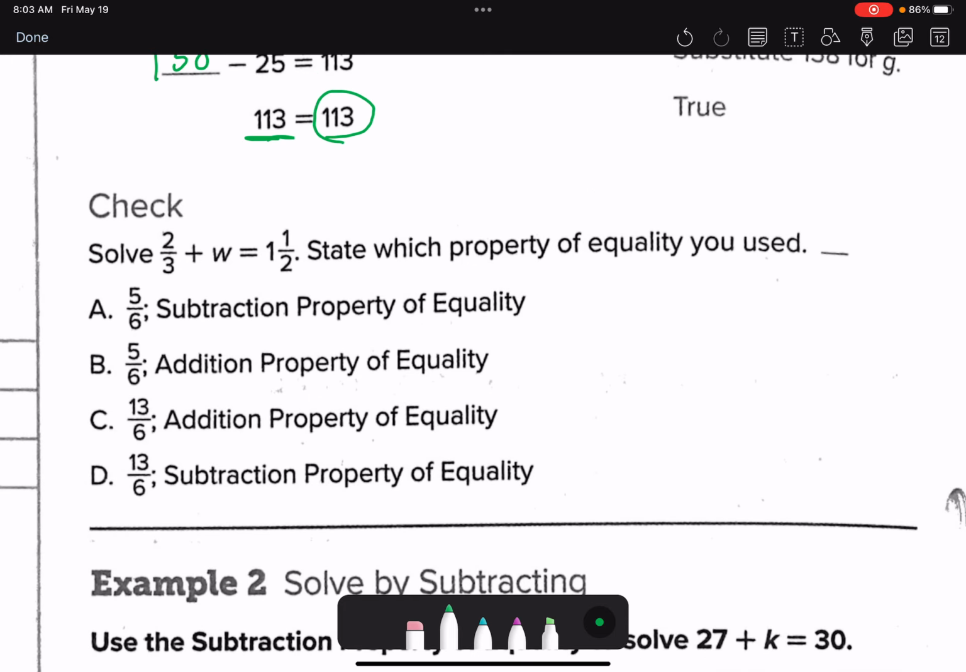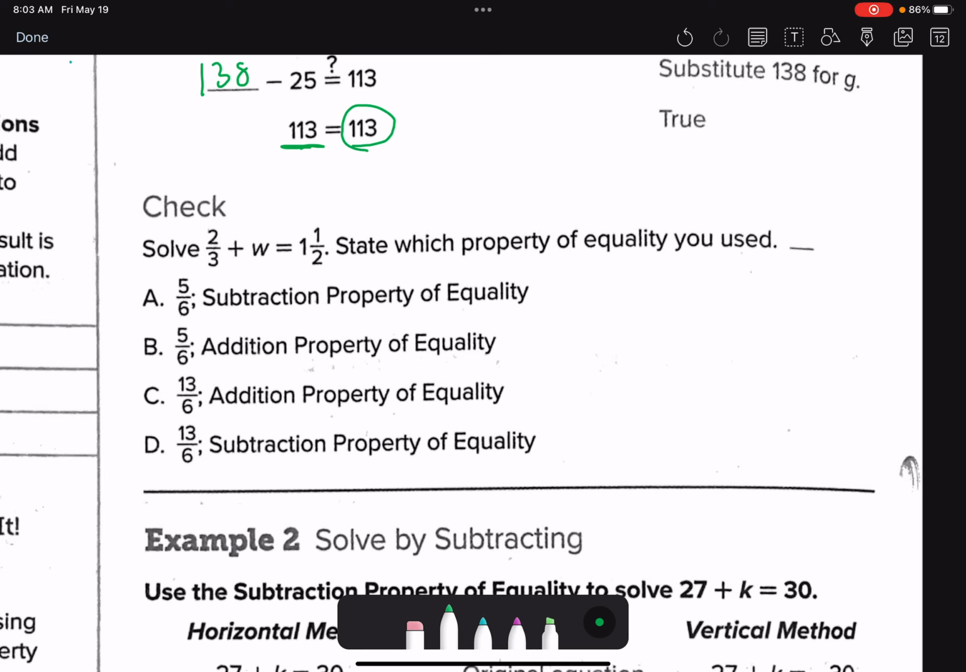So let's go ahead and look at this one. It says solve this, right? State which property of equality you used. So this just simply means like, what are we going to do to solve? Okay? And for this problem.